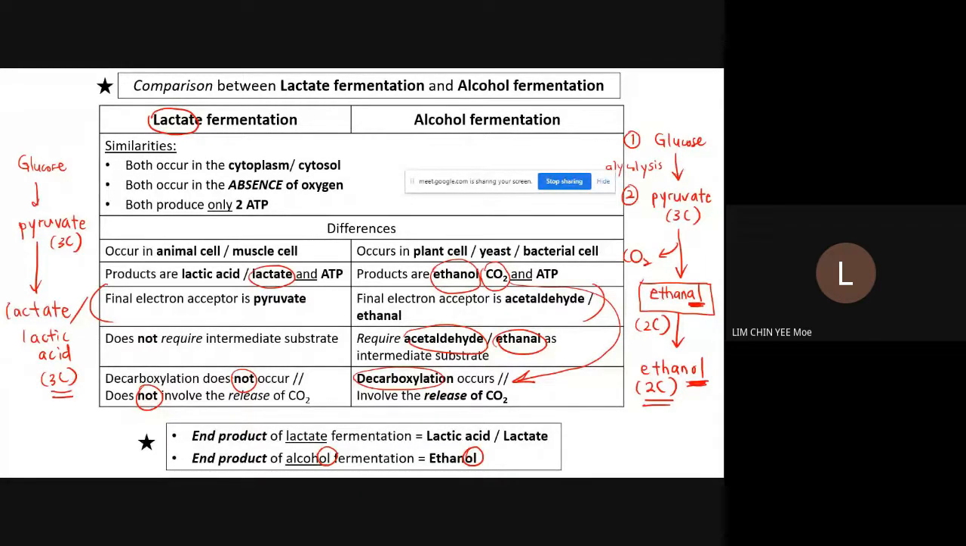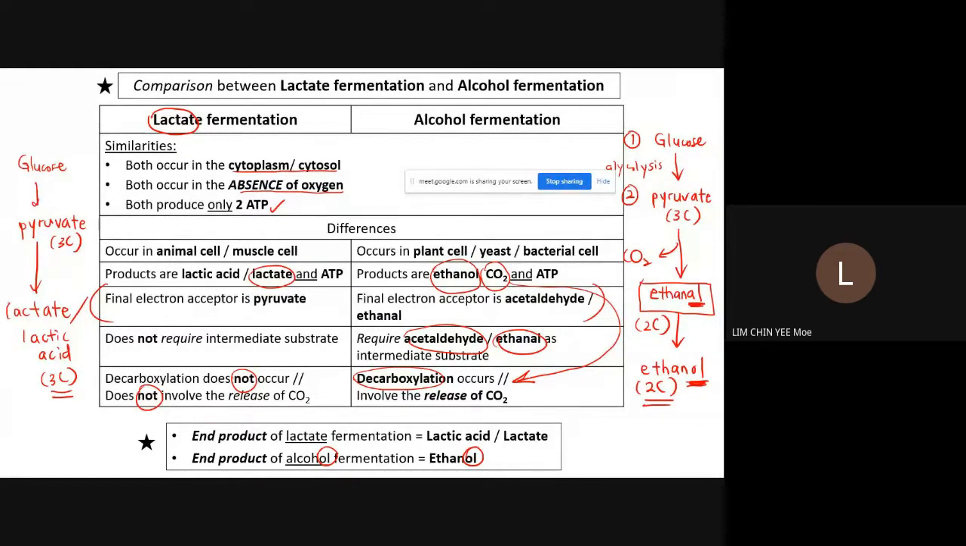And what about the similarity? Since both only involve glycolysis, it only occurs in the cytoplasm. And both in the absence of oxygen. Sebab hanya melibatkan glycolysis, so hanya produces 2 ATP.